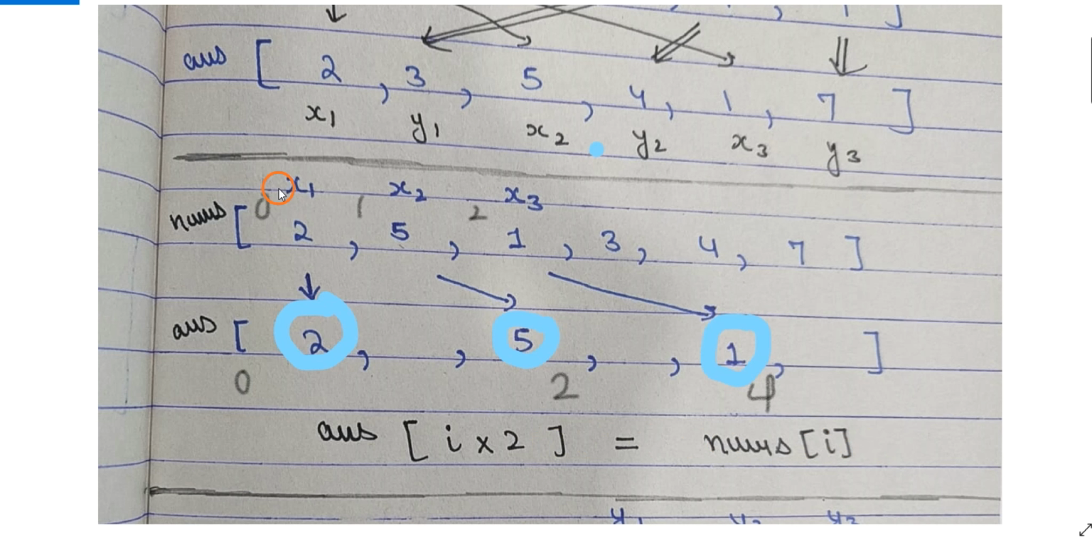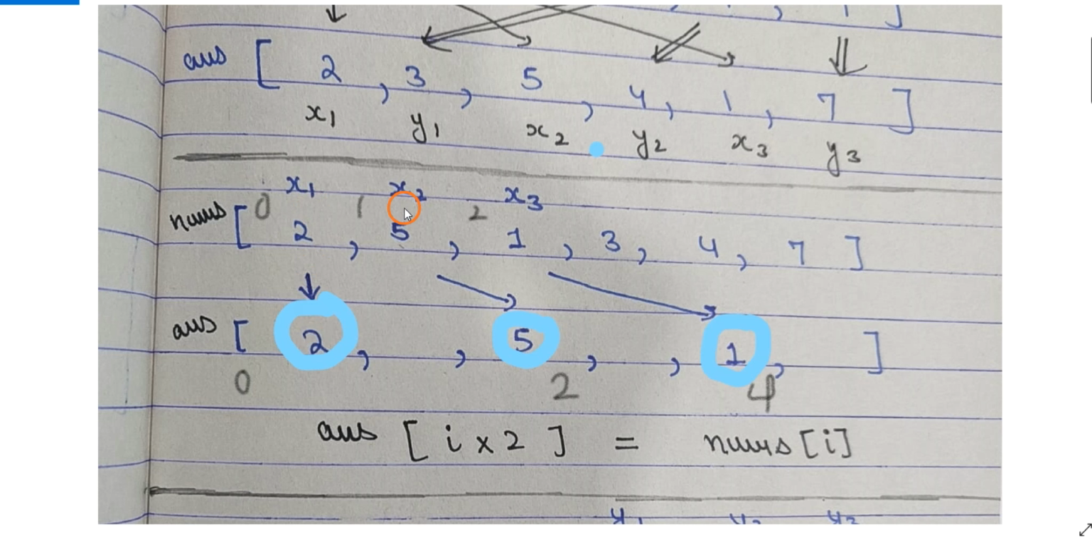See, in this our i is equal to 0, as it is the 0th index of nums, and the x1 also goes to the 0th index of answer. So here 0 into 2 is equal to nums at 0. Therefore answer at 0 is equal to nums at 0. So our x1 will go here. Now let's see for x2.